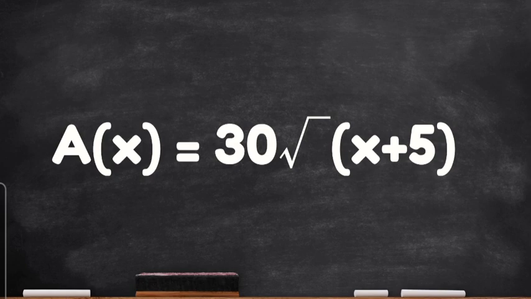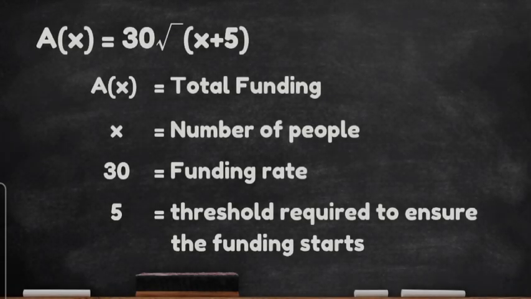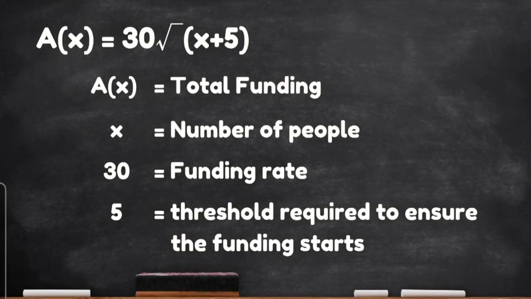One most notable example of a radical function is A(x) = 30 square root of (x + 5), which could represent how much funding the government allocates for building shelters after a worldwide or citywide disaster. In this equation, A(x) is the total funding, x is the number of people, 30 is the base funding rate, and 5 is a threshold that ensures funding only starts when the number of people exceeds 5.